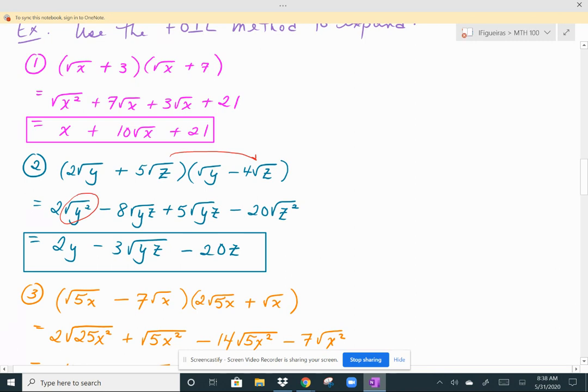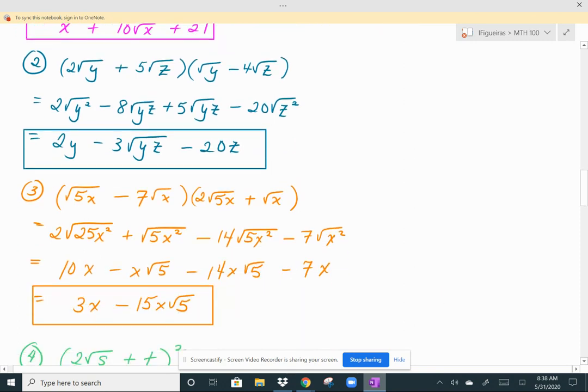Square root of y squared can be simplified, as well as square root of z squared, and the middle terms can combine. So we get 2y minus 3 root yz minus 20z. And that's all you can do with that problem. The rest of the terms are not like terms, so you can't combine.